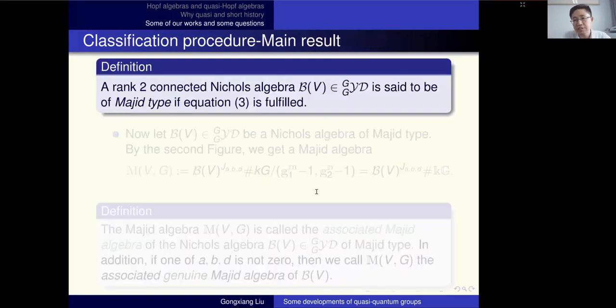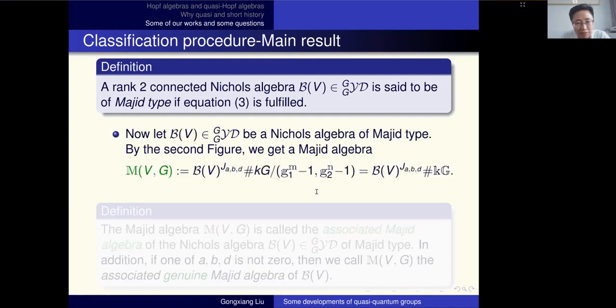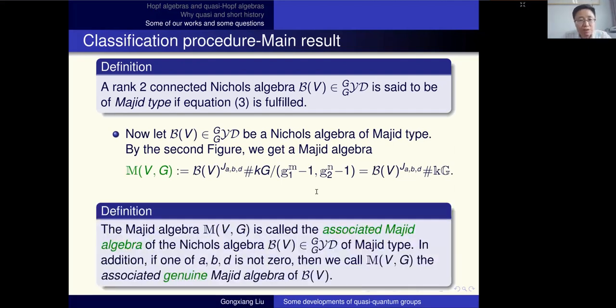So next, just some technical terminologies. We say a rank 2 Nichols algebra is of magic type. Magic type means it can construct the original magic algebra. So how to construct? We give a way. If you take the magic type BV and through this way you can construct the original magic algebra. So this M(V,G) is essential: all of the rank 2 magic algebras.